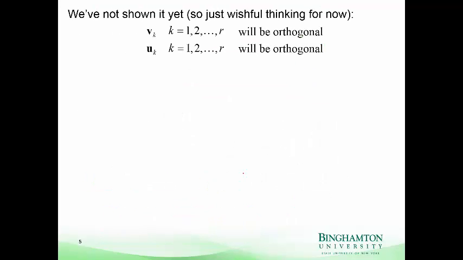So we've not yet shown this, so we're just wishful thinking right now, but we'll be able to show that this is true. So a fact that we'll end up being able to show is that these vectors that we have so far will be orthogonal. So if we can find vectors that satisfy that singular value equation that we started off with, we'll be able to find them to be orthogonal. And obviously these are in different spaces because they're different sizes. So these will be orthogonal to each other, and these will be orthogonal to each other. But we can't really say anything about how they relate to each other because they're in different spaces. They're different dimensions.